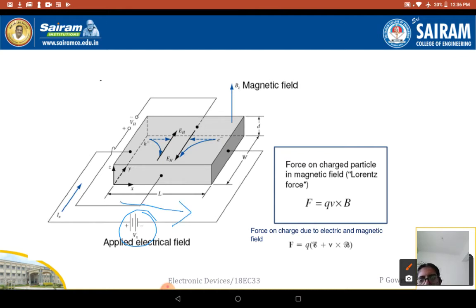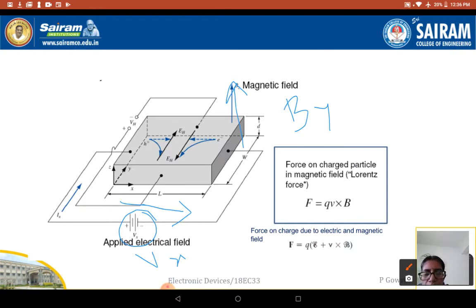I also assume that I have a magnetic field which is perpendicular to this x direction, that is the y direction. So B suffix y is the applied magnetic field, and V suffix x is the applied electric field. Now when these two are applied, what happens?